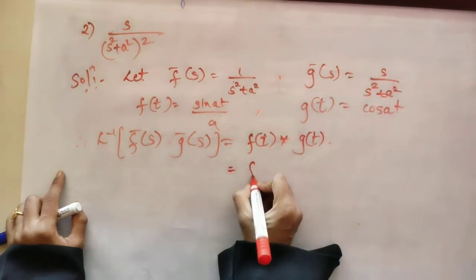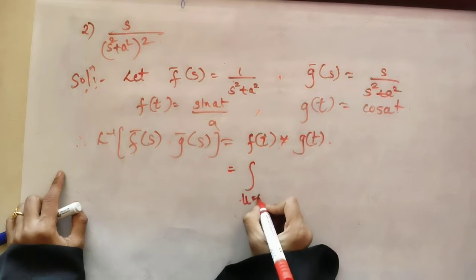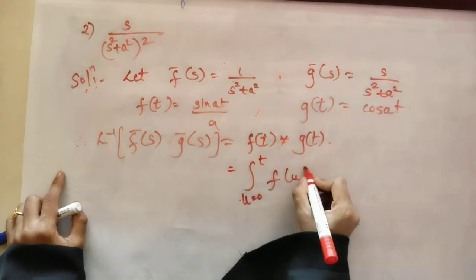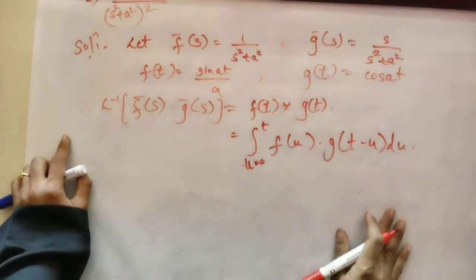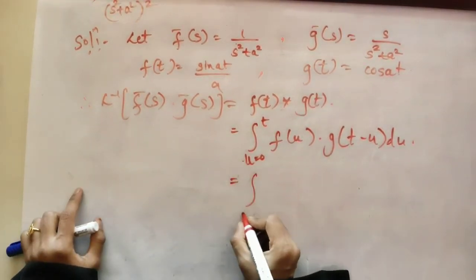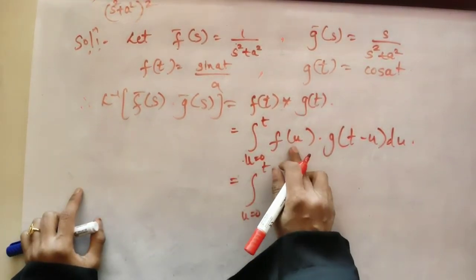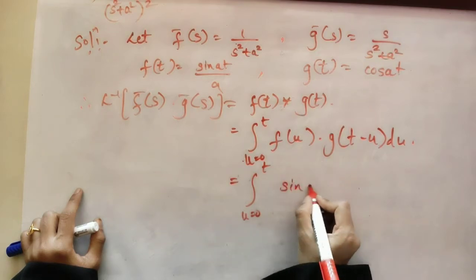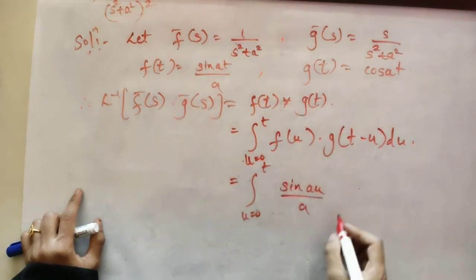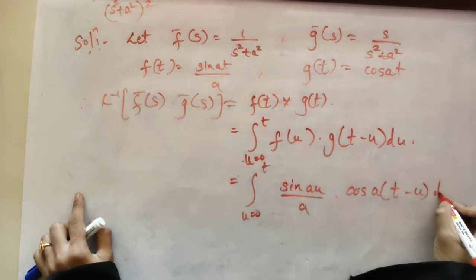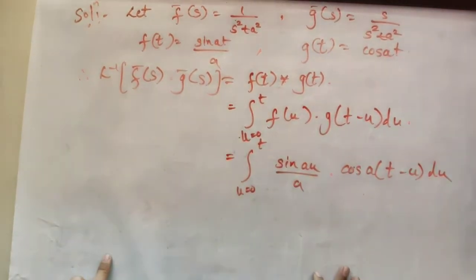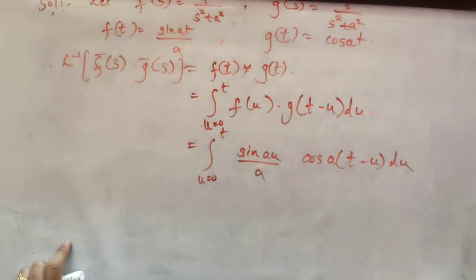Now what is f of t star g of t? Integration u going from 0 to t, f of u g of t minus u du, or it is equal to integration u going from 0 to t. What is f of u? It is sine au divided by a into cos a t minus u du. This is what you get. It's very simple. Just see that. Okay.